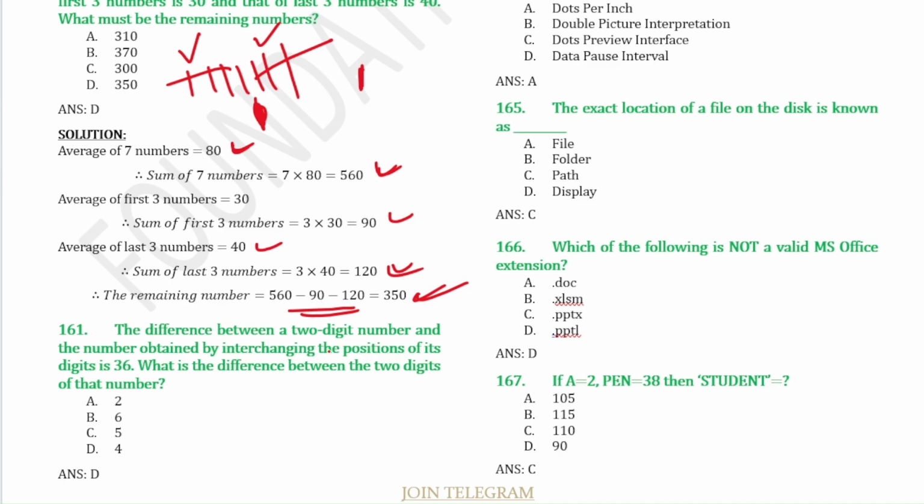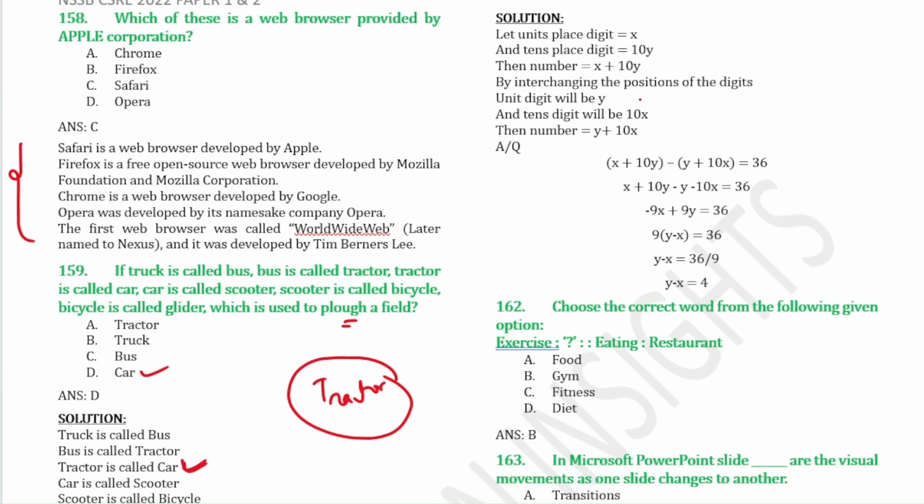Next question, the difference between a 2-digit number and the number obtained by interchanging the positions of its digits is 36. So we have to find the difference between the 2 digits of that number. In this question, the unit place digit will be x, right? And then the tens place digit will be 10y. So the number is x plus 10y. Now if we interchange the positions, the units digit will be y and the tens place digit will be 10x, so the number will be y plus 10x.